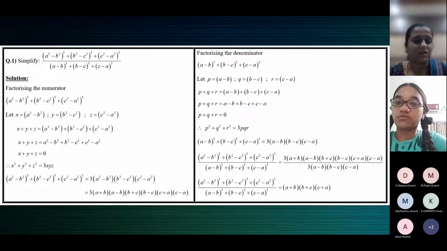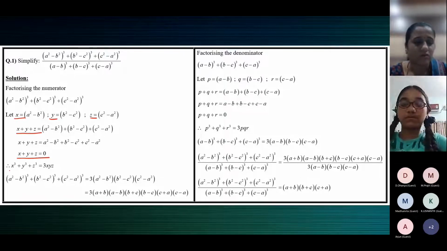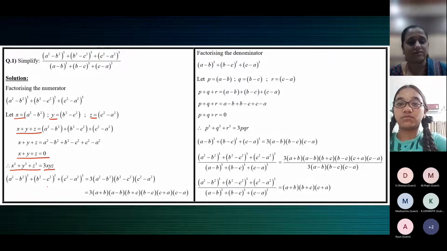See here, I'll repeat. x, y, and z. Find x plus y plus z. x plus y plus z is 0. Therefore, x cube plus y cube plus z cube is equal to 3xyz. So this is the numerator, and what are the factors? 3xyz.